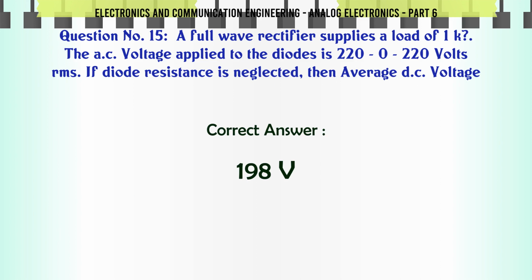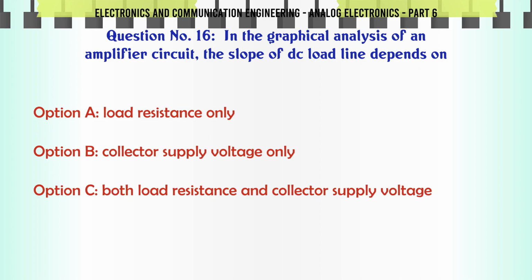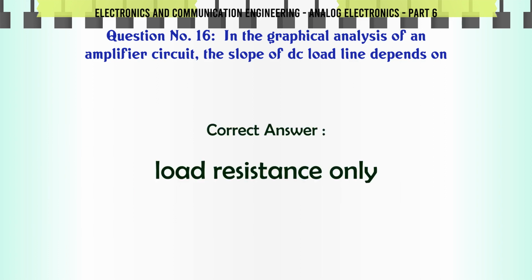198 V. In the graphical analysis of an amplifier circuit, the slope of DC load line depends on A. load resistance only, B. collector supply voltage only, C. both load resistance and collector supply voltage, D. none of the above. The correct answer is load resistance only.